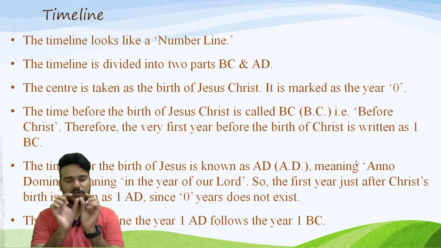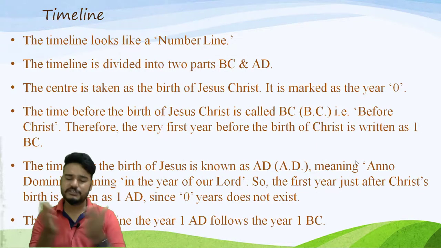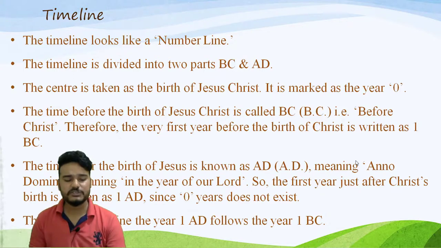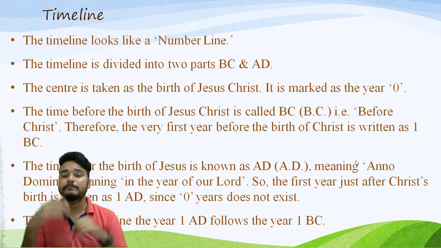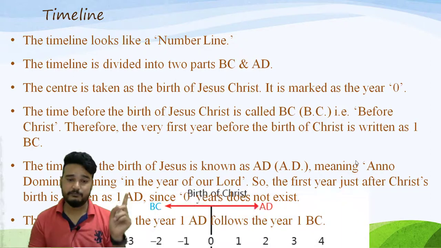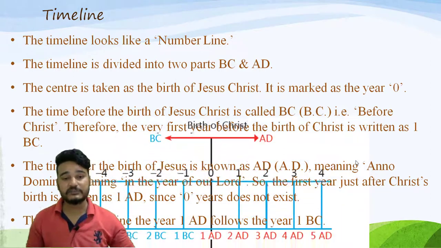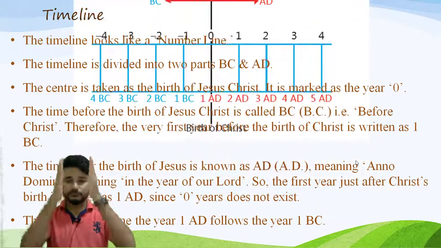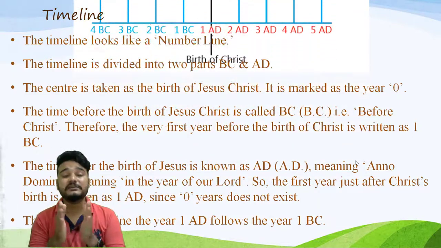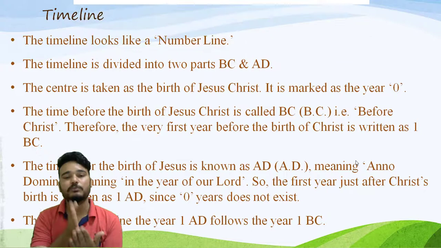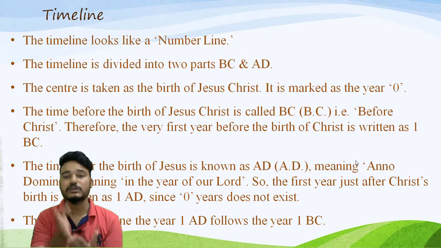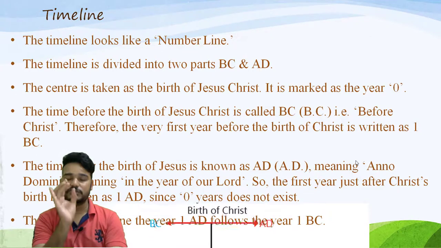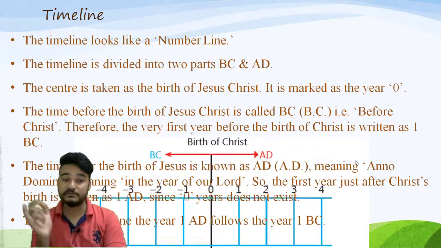So the timeline looks the same as a number line. It is divided into two parts. Which are those two parts? BC and AD. BC is towards the left side and AD is towards the right side. So the center is the birth of Jesus Christ. That is marked 0, but actually 0 is not present over there.